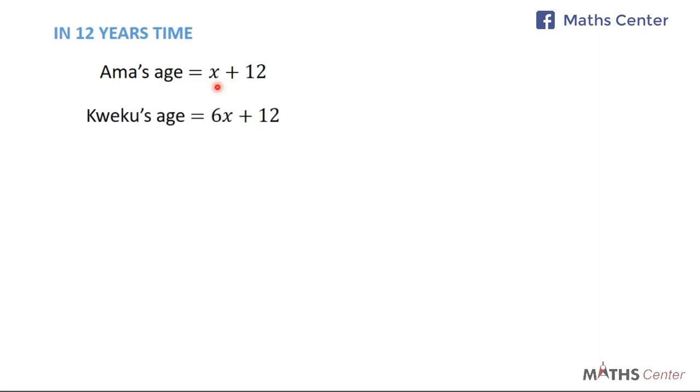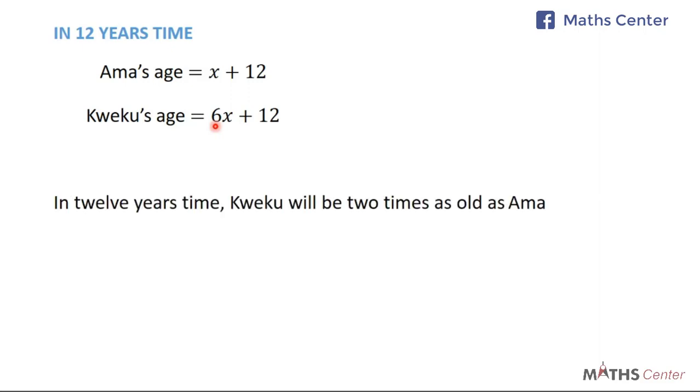In 12 years time, Kweku's age will be 6x plus 12 because Kweku is 6x years old now. So in 12 years time, it will be 6x plus 12. I hope that is clear. Now, the statement was that in 12 years time, Kweku will be 2 times as old as Ama. So in 12 years time, Kweku's age will be 2 times Ama's age.